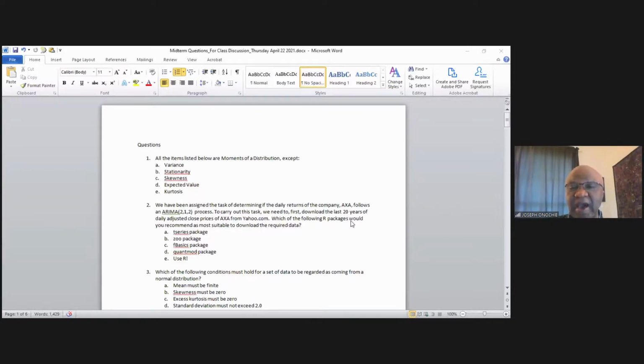Which of the following R packages would you recommend as most suitable to download the required data? This comes directly from your homework. Yes, absolutely, it's quantmod. This is directly from your homework, all right? The others, tseries, zoo, fBasics, you have used them, but useR you never heard of. This is a discussion group about R. So the answer is D, quantmod.